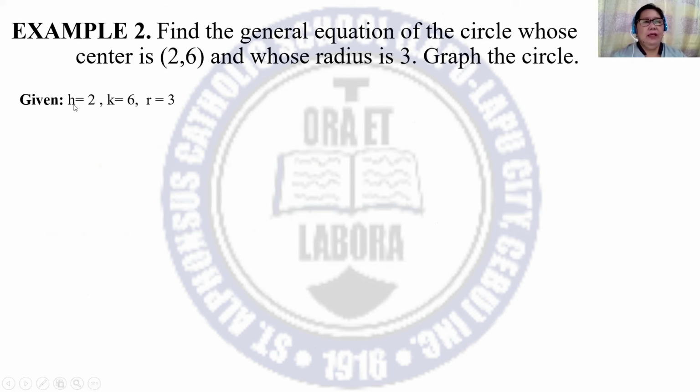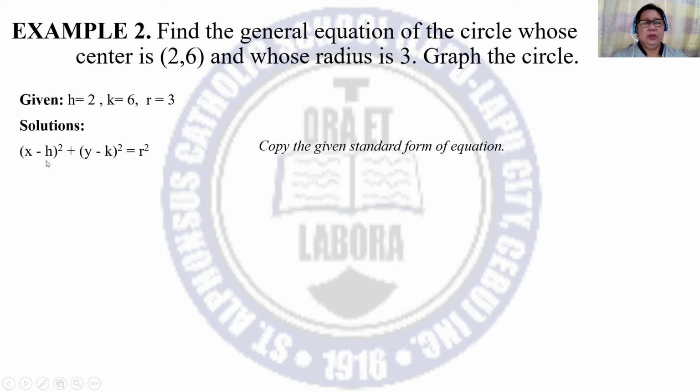So we have the given h is equal to 2, k is equal to 6, and r is equal to 3. For the solutions, you copy the standard form of the equation. So this is the standard form where center is h, k. And then substitute. h is 2, k is 6, and r is 3.